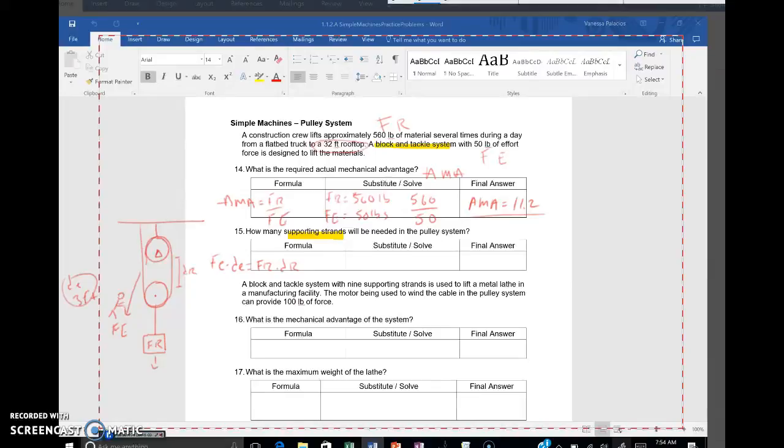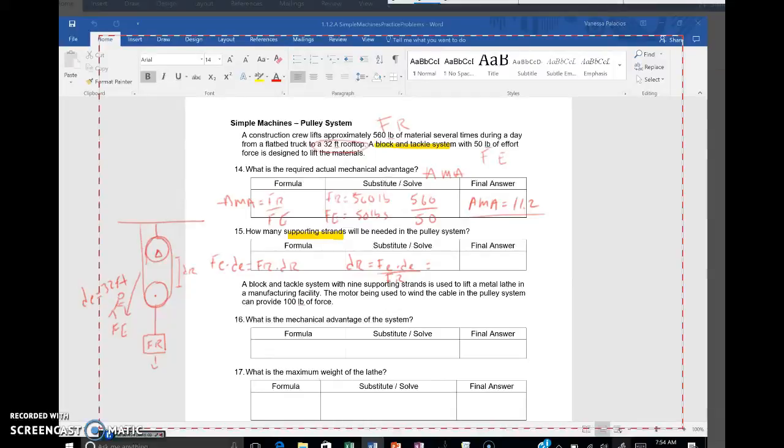Okay, so when it asks us that the material is lifted from a flatbed truck to a 32-foot rooftop, what they're actually talking about is going to be the DE. So the amount of rope that we're going to have to pull is going to be 32 feet. So what we're actually solving for is going to be our DR. So our DR would be FE times DE all divided by FR.